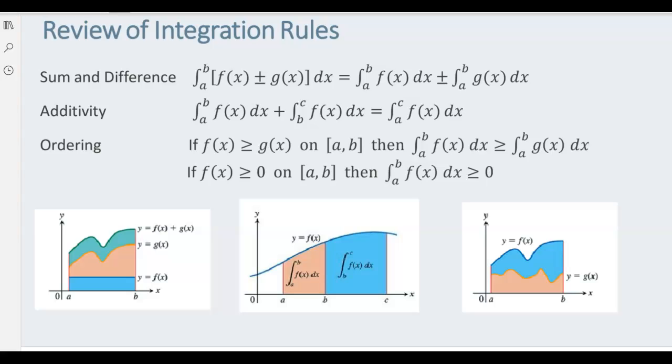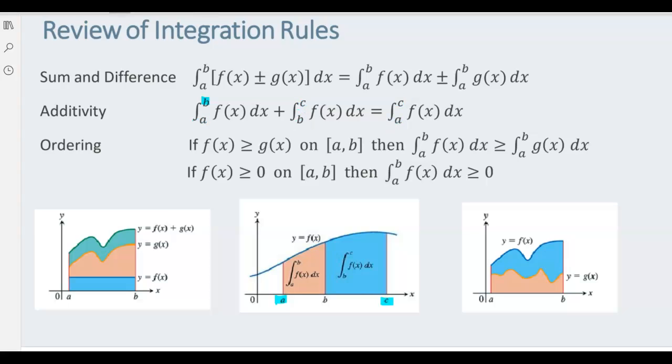Looking at the additivity rule, it's saying that if we are talking about a particular area between two bounds, A and B here, and then we're adding on another area between B and C, that would be the same as just going from A all the way through C. So we're going from A to B for the first integral, B to C for the second, and we could just combine those two together as one integral.